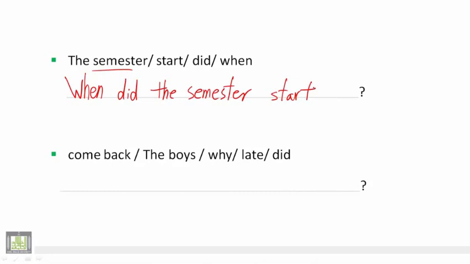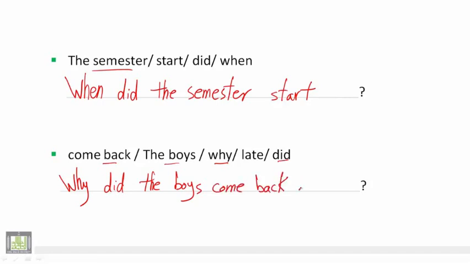Again, another one. We start with the WH word, why, and then the auxiliary verb, and then the subject: why did the boys, and then the verb, come back late?